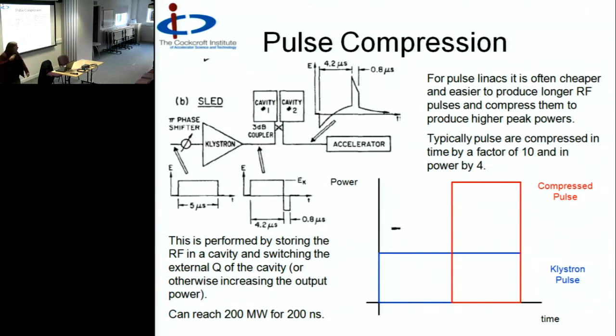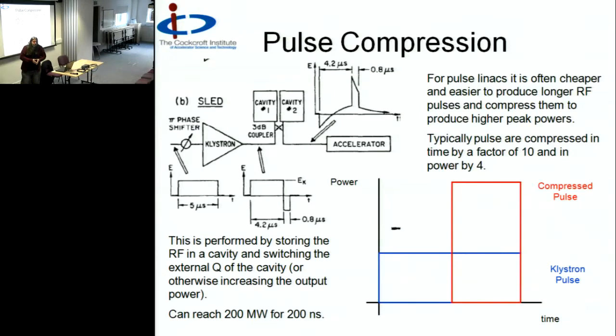into the accelerator. So typically what you get is the length of the pulse decreases by a factor of 10. If you fill for 10 microseconds, you get a 1 microsecond pulse out. Typically you do it for 2 microseconds and 200 nanoseconds out. But your power increases by a factor of 4 because it's not a lossless system. You don't get conservation of energy in it. Your power goes up by a factor of 4 for 10 times shorter pulse length.